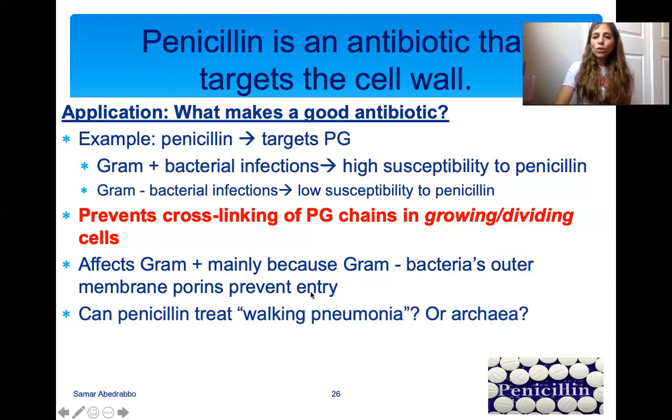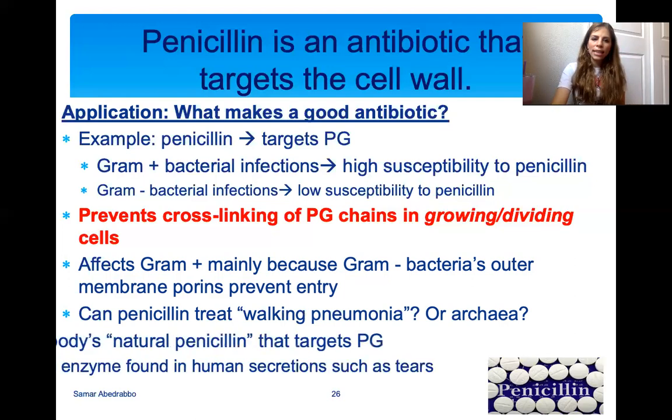And can penicillin treat walking pneumonia? The answer is no, because it targets peptidoglycan, and walking pneumonia is caused by Mycoplasma pneumoniae, which do not have a cell wall, do not have peptidoglycan. Would it work on Archaea? No, the cell wall in Archaea is made up of pseudomurein molecules, not peptidoglycan. So that's how I want you to think on a test.